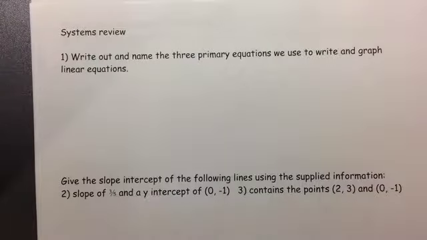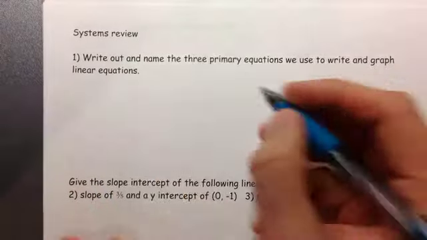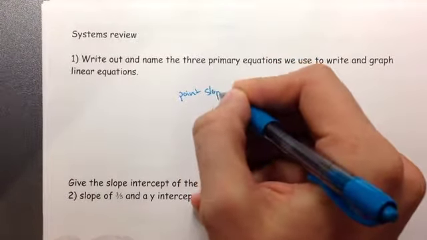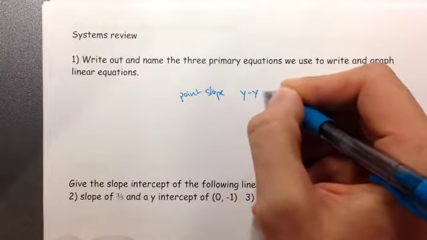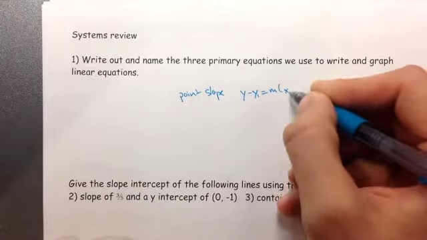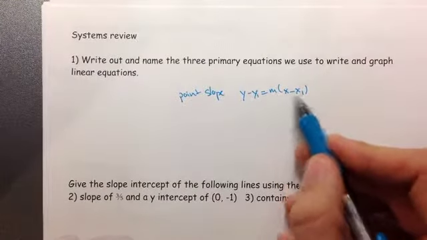Let's get started on this review. The three primary equations we're going to use to write out our linear equations, you're going to have your point slope. And when you write this equation, you'll notice that I have a point, that y1, x1, and I've got a slope, which is the m that I have right here. So I've got a point, I've got a slope, point slope.